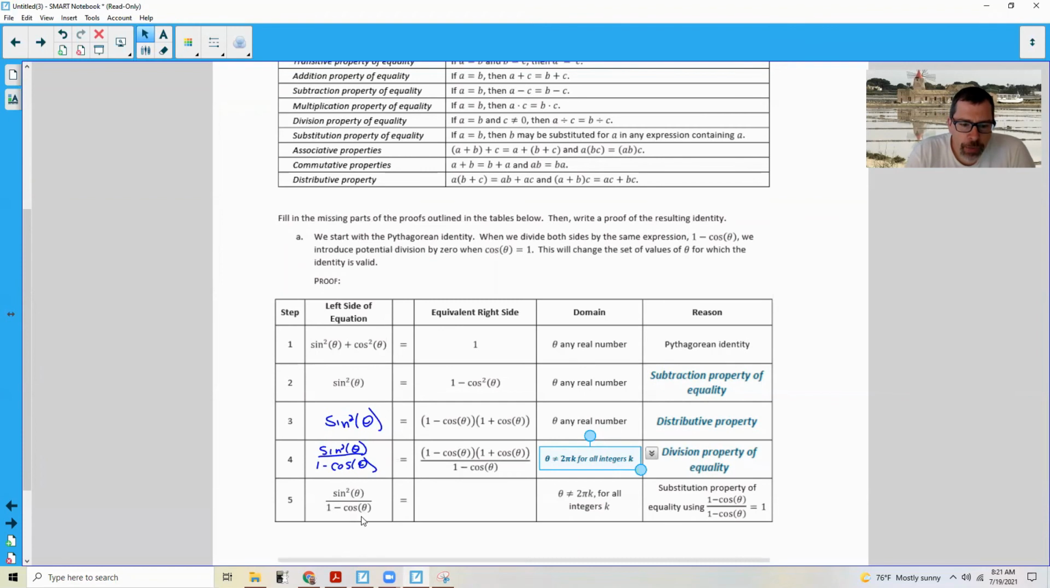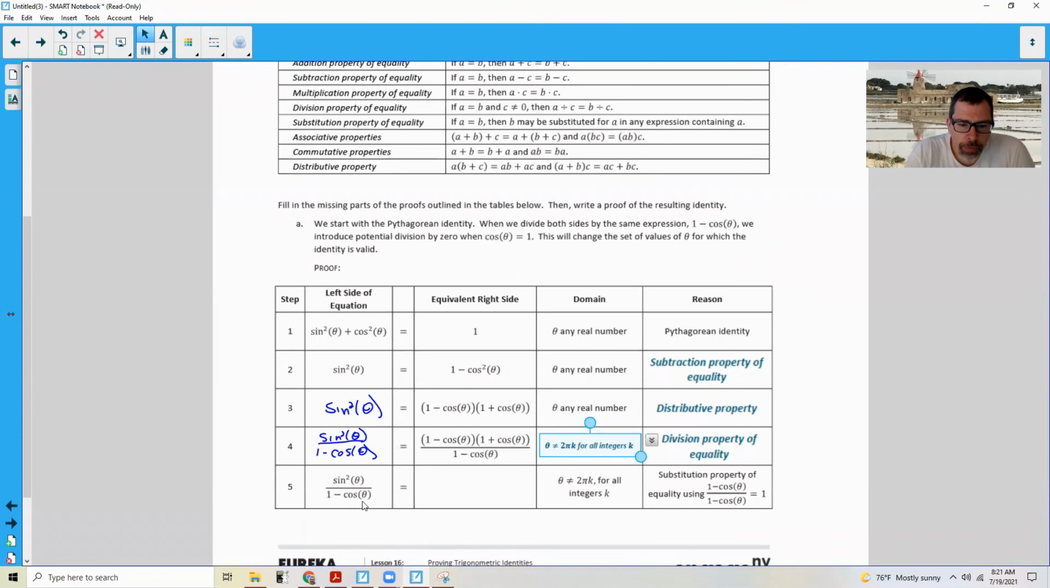All right, so for now we have sine squared theta over 1 minus cosine theta. And what happens here is the 1 minus cosine thetas cancel, and we're left with 1 plus cosine theta on the right. Okay, and then the domain doesn't change. And the reason is the substitution property of equality using 1 minus cosine theta over itself is equal to 1. So that right there. In other words, it cancels.